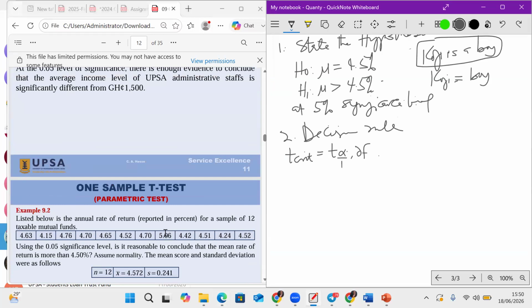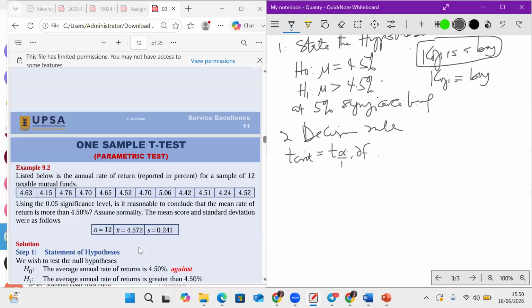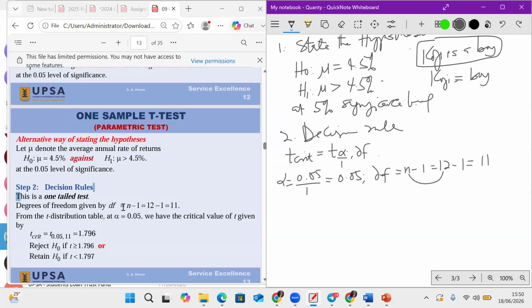What is the alpha? The alpha is the significance level. What is it? 0.05 divided by 1. What do you have? 0.05. Then you find the degree of freedom, DF. The formula for the degree of freedom is what? N minus 1. What is N? N is 12, right? Yes. Minus 1. What do you have? 11. Let's see whether they got that. You see, they've gotten it here. Have you seen it? Yes, sir.